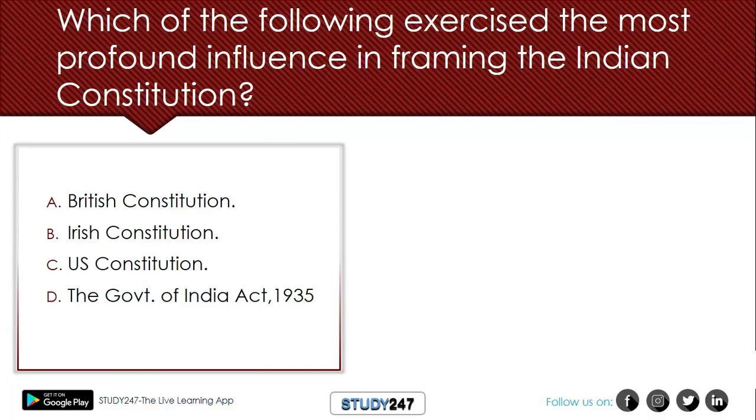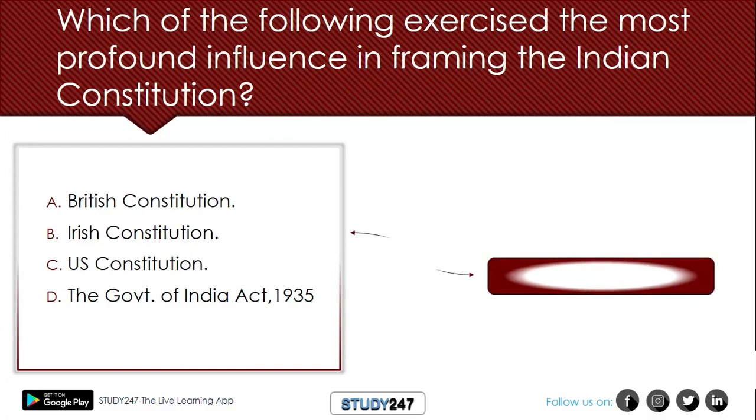Which of the following exercised the most profound influence in framing the Indian Constitution? Option A. British Constitution. Option B. Irish Constitution. Option C. US Constitution. Option D. The Government of India Act 1935. So, the correct answer is option D. The Government of India Act 1935.